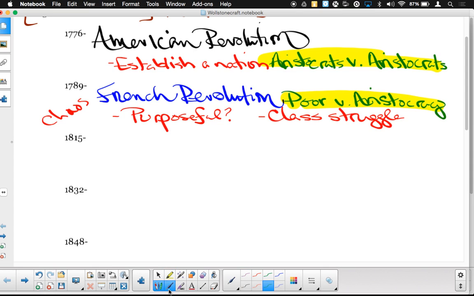Wollstonecraft writes A Vindication of the Rights of Woman in 1792. So it is very close to this time period, to the beginning of the French Revolution, and it is definitely influenced by it pretty strongly.